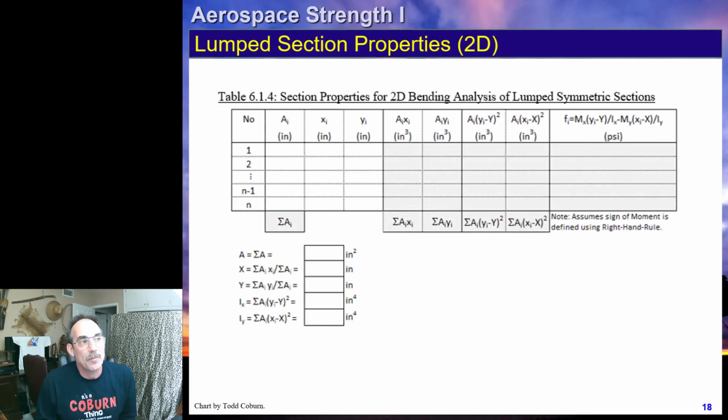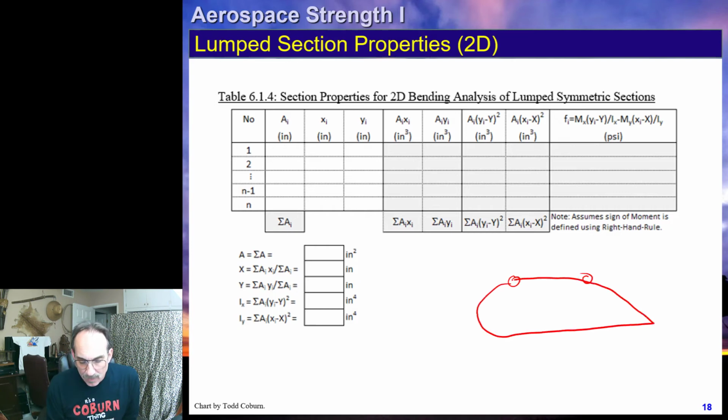If we have properties about 2 axes for a lumped section, for example, let's say we have a cross section like this. Let's say there's a wing segment. It's got thin webs like this. And we've got, say, 4 lumped areas. Since we've got a lumped assumption, we're going to ignore our webs and only analyze our area. Let's say this is 2 square inches, 1 square inch, 2 square inches, 1 square inch.